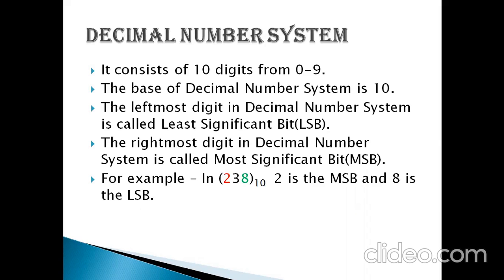The base of decimal number system is 10. The leftmost digit in a decimal number system is called least significant bit and the rightmost digit in the decimal number system is called most significant bit. For example, in 238, 2 is the MSB and 8 is the LSB. MSB means most significant bit, LSB means least significant bit.